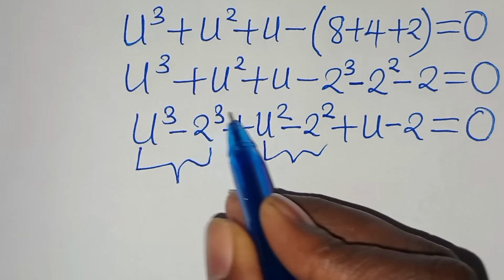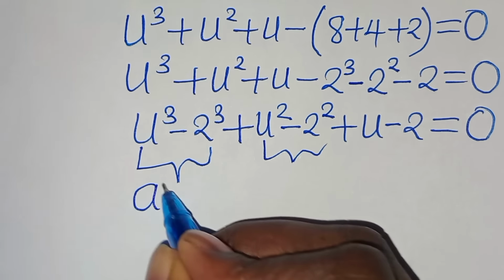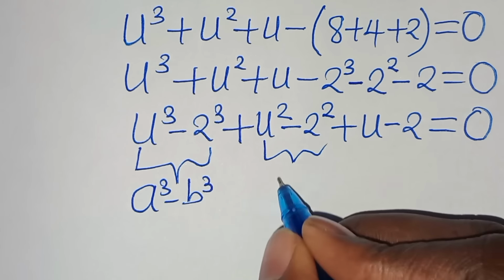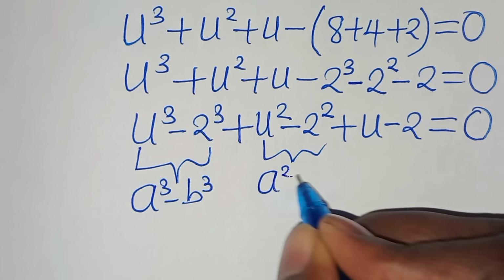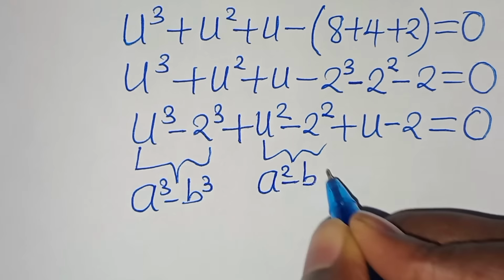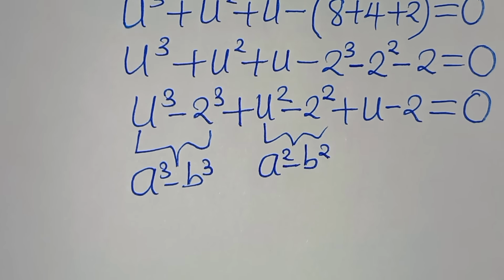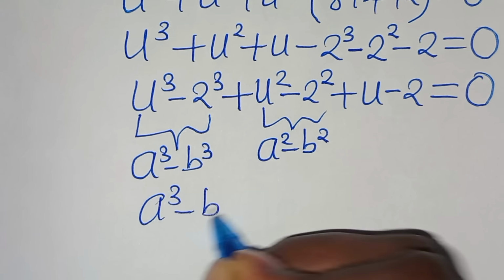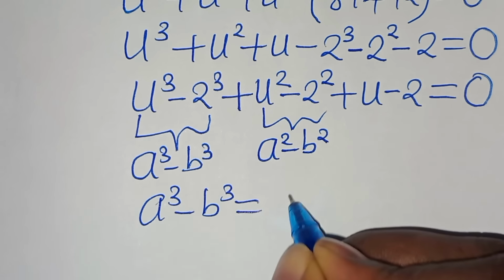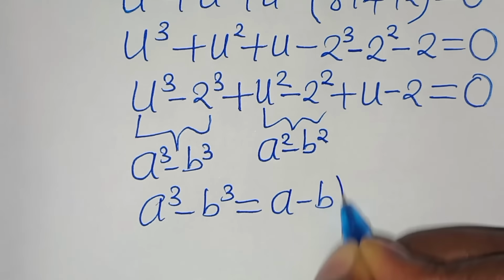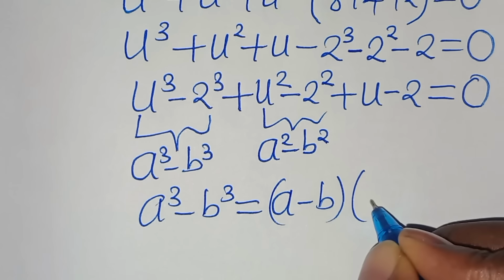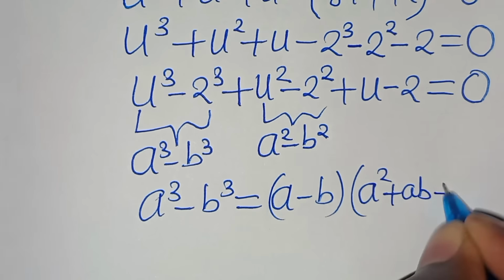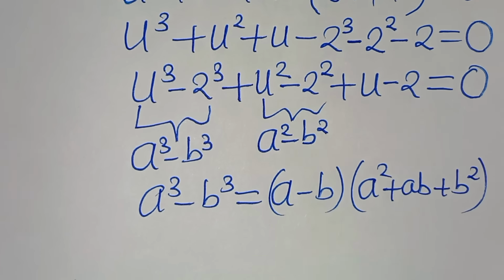The first part is the difference of two cubes expressed as a to the power of 3 minus b to the power of 3. The second part is the difference of two perfect squares expressed as a squared minus b squared. So we have that a to the power of 3 minus b to the power of 3 can be expressed as a minus b, into the parentheses, a squared plus a times b, then plus b squared.